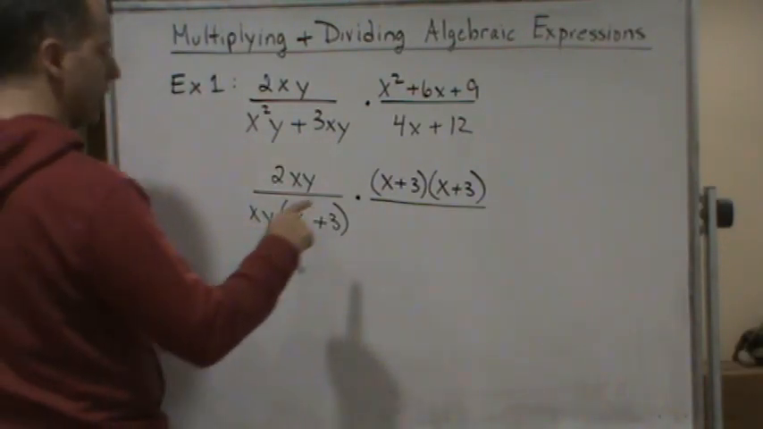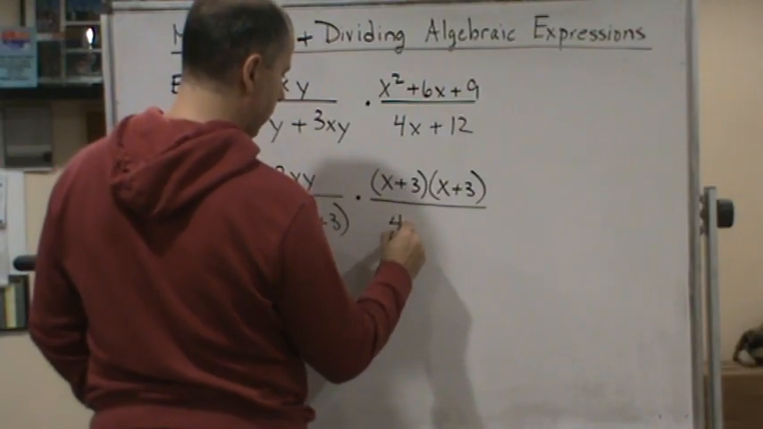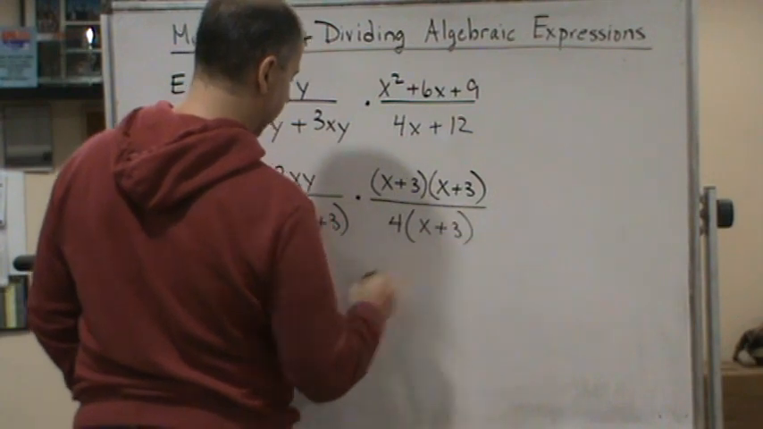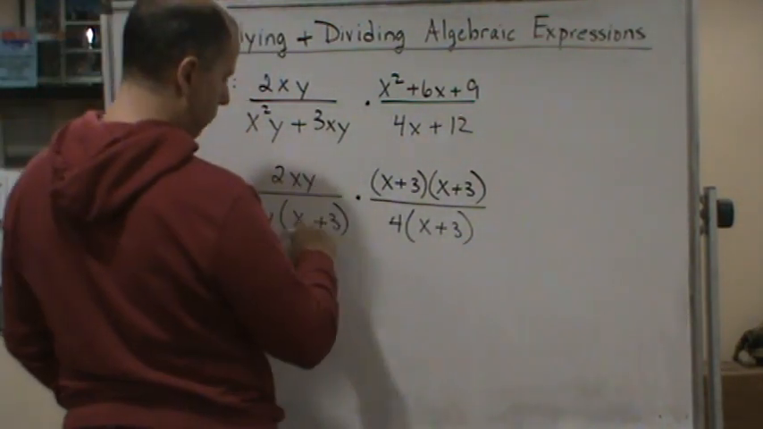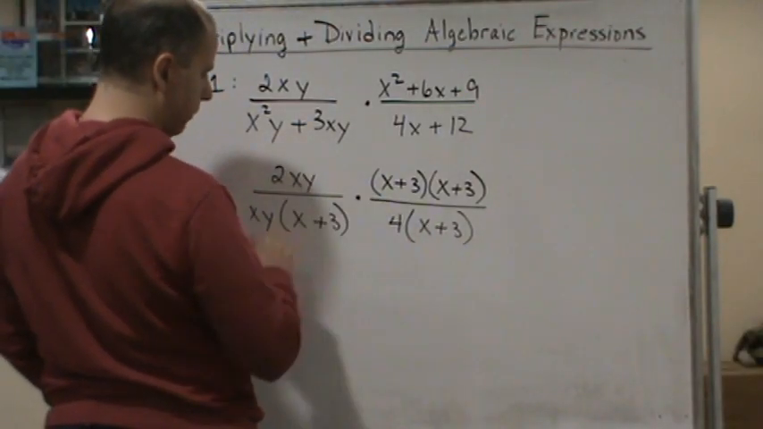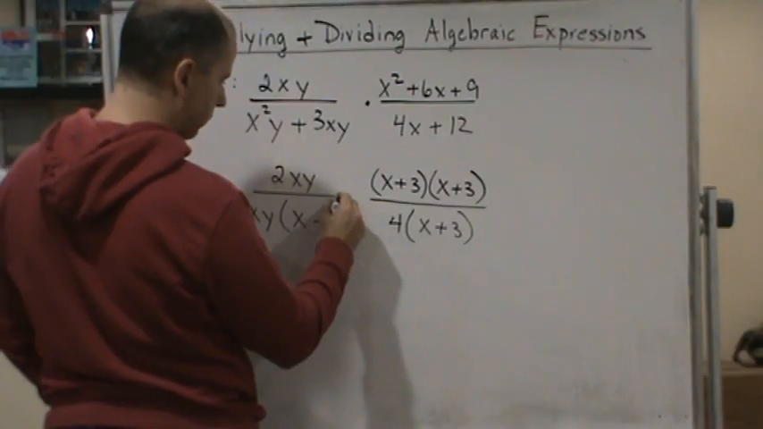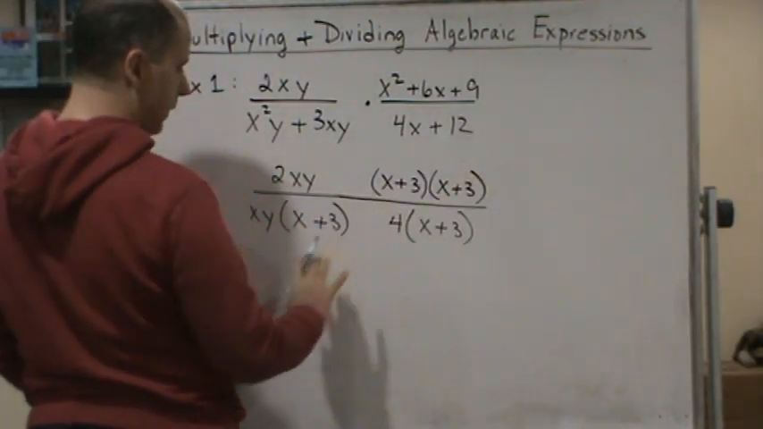And now let's do the same thing here. We've got a greatest common factor of 4. So let's factor out the 4 and we get x plus 3. Now notice how we're multiplying across the top and the bottom, right? So if we do that, we can just write this as one fraction, and we get everything on the top and the bottom.